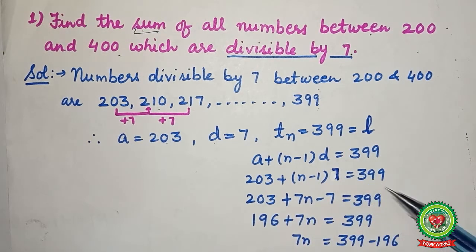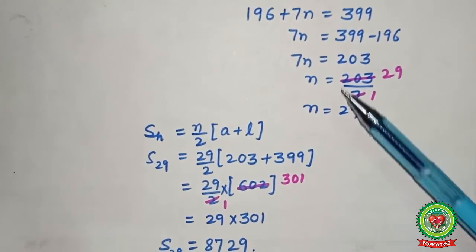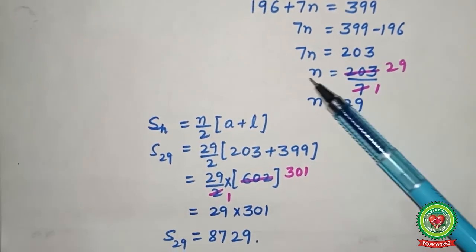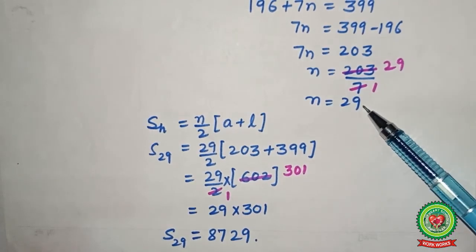Next, on shifting 196 to the other side, we get 7N is equal to 203. Now on dividing by 7 we get the value of N, that is 29.